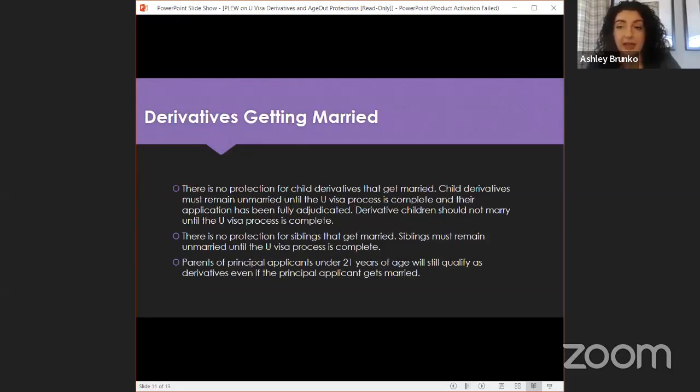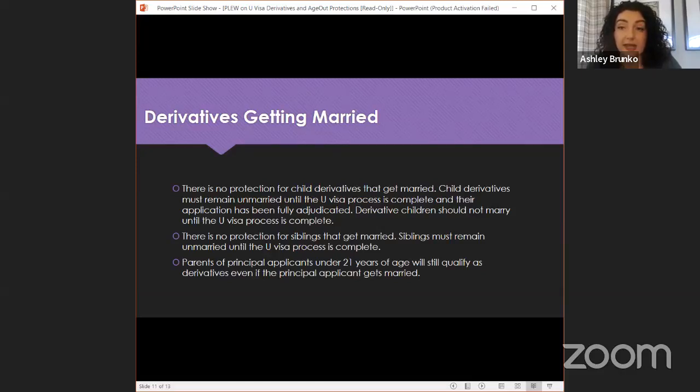You may have noticed that when we were going through the definitions of who qualifies as a child or a sibling, there was reference made to being unmarried. So you may be asking, do the age out protections extend to if an individual gets married during the pendency of the application? And unfortunately, the answer is no. There are no protections for child derivatives getting married. Child derivatives must remain unmarried until the U visa process is complete and their application has been fully adjudicated.